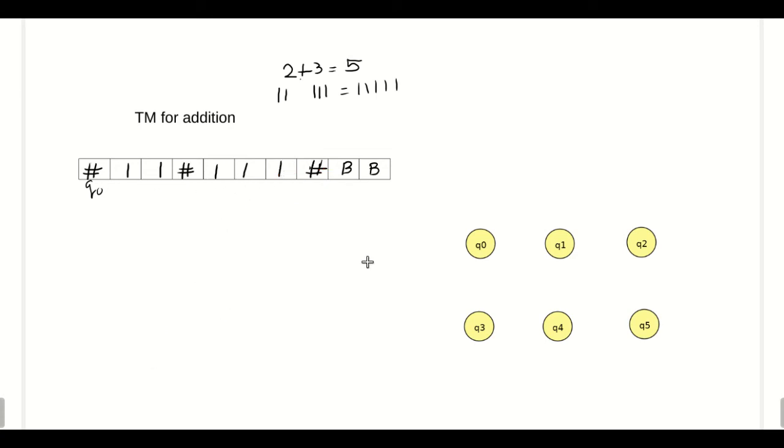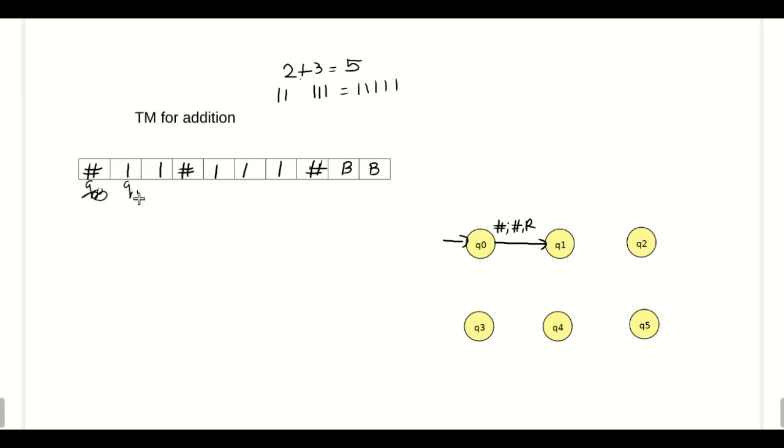Now let us design the machine. Initially, the initial state will be q0. From q0 we will see the symbol hash first, and we will keep the hash as it is on the tape, move towards the right side, and change the state to q1.